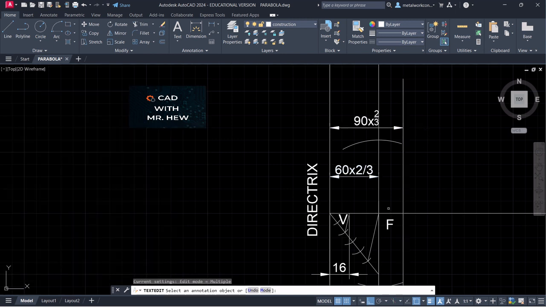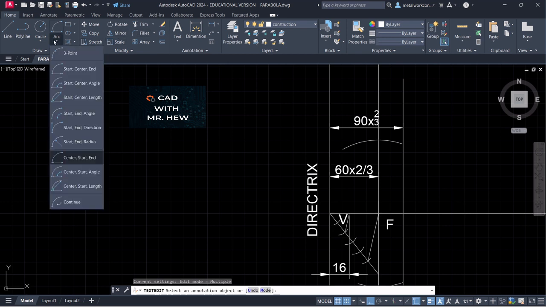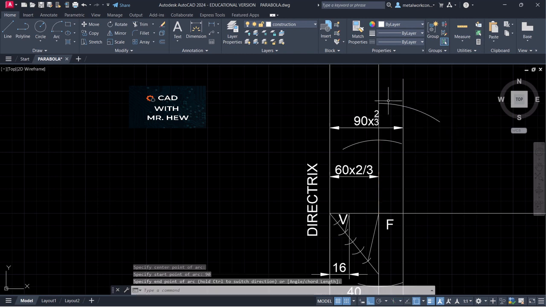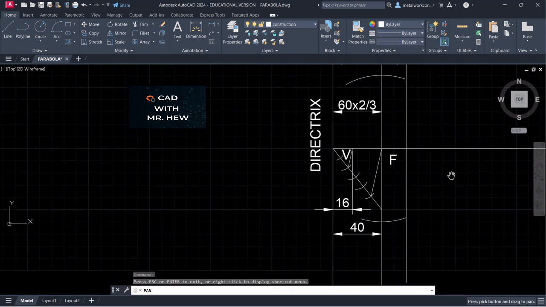So what we're going to do now, we're going to draw the arc, which will be radius 90. So we take our 3-point arc, center at F. This radius will be 90. So we type 90, enter, and we mark it right here. All right, we're going to do the same thing below, okay?